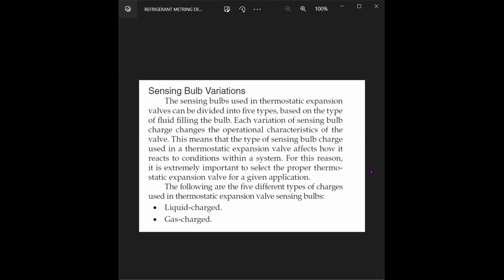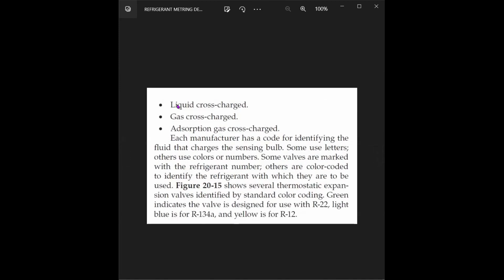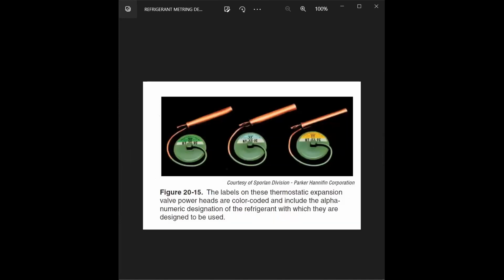Otherwise, you have gas charge, the same liquid refrigerant with lesser volume. Then you have liquid cross charge, basically a different refrigerant. If you want the TXV to operate faster or slower, you can change the TXV. Or the gas cross charge, the same way, basically you are having a different refrigerant in a gas. And last is absorption gas cross charge. Okay, it is right. And you can have them color coded, and you can have them marked also. That is right.